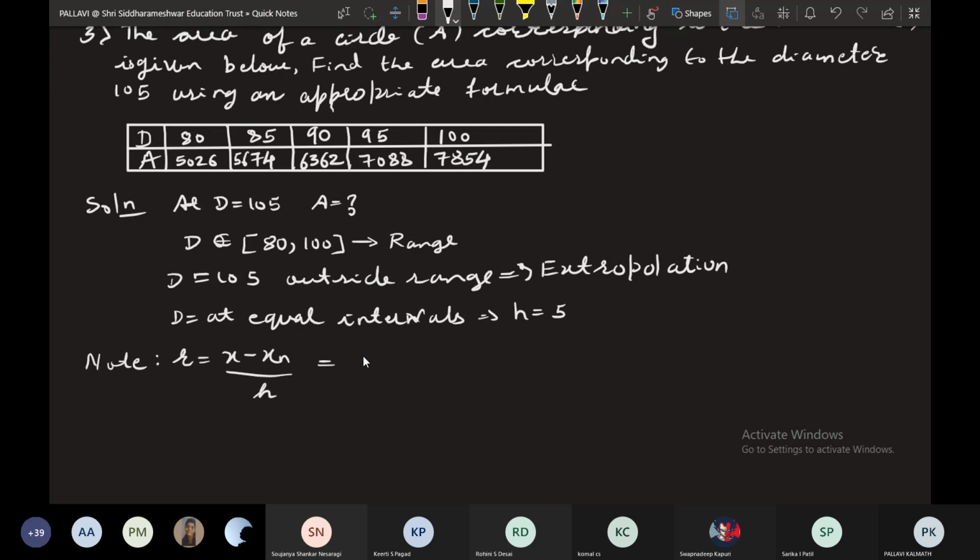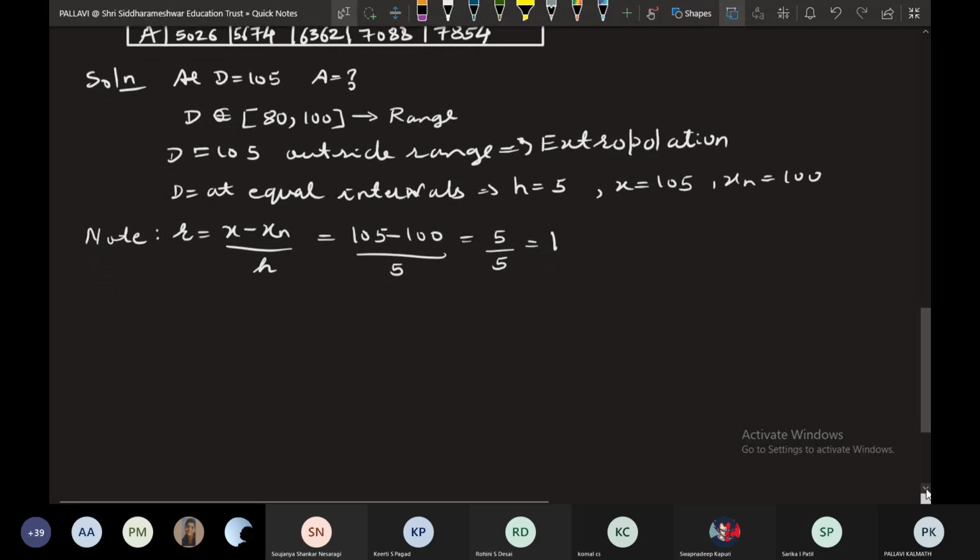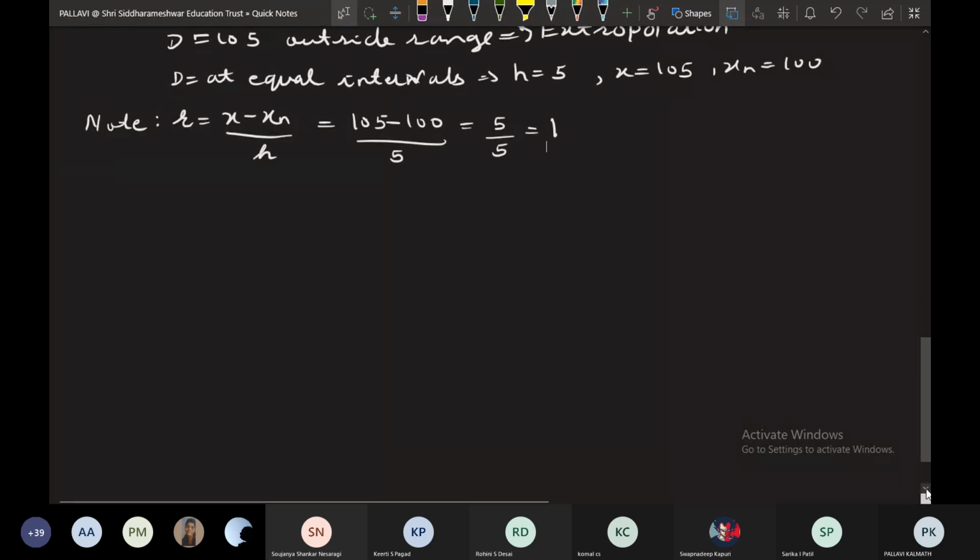Yes, ma'am. Okay. What is X value? At what point the question is used? 105. What is Xn? Xn means what? 100, the last value. Divided by how much? 5. So what is the answer? 105 minus 100 is 5. 5 by 5. What is the answer? It is equals to 1. Okay. So you are clear with R. H is clear. Write the formula. Forward formula or backward formula you are going to write.